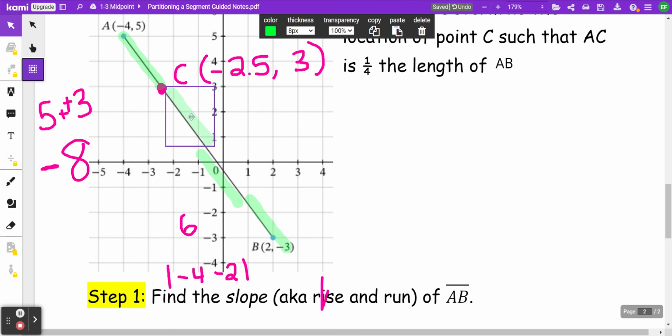So yes, it does take 1/4 of the length of the full segment to get to the portion of C that we were looking for.